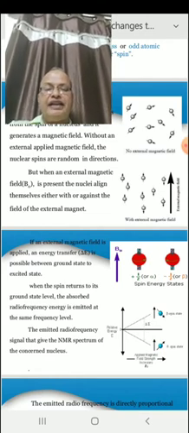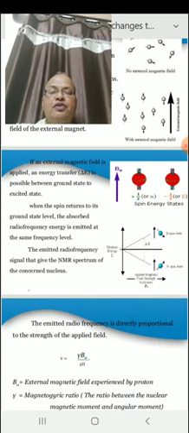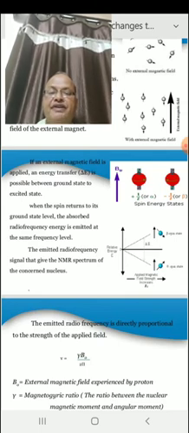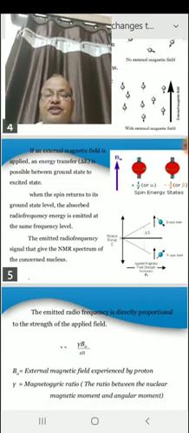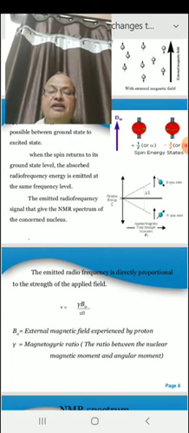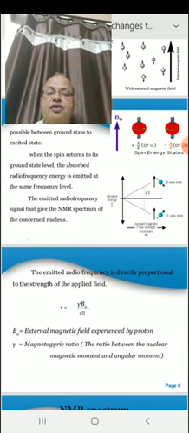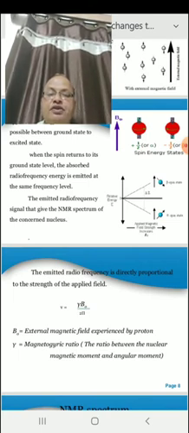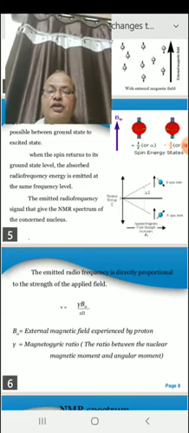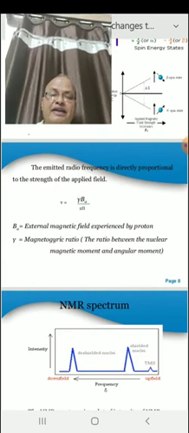It can also be explained by these examples. The emitted radio frequency is directly proportional to the strength of the applied field, which can be denoted by V. B0 is the external magnetic field experienced by the proton, and the magnetogyric ratio, that is the ratio between nuclear magnetic moment and angular momentum, can be shown with this NMR spectrum.